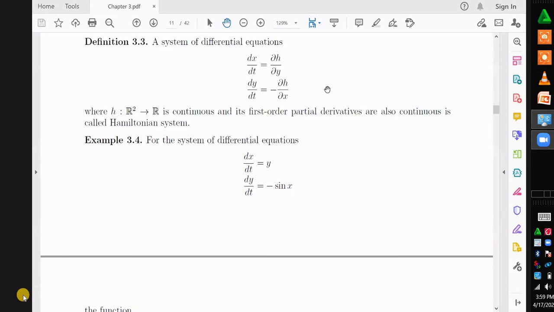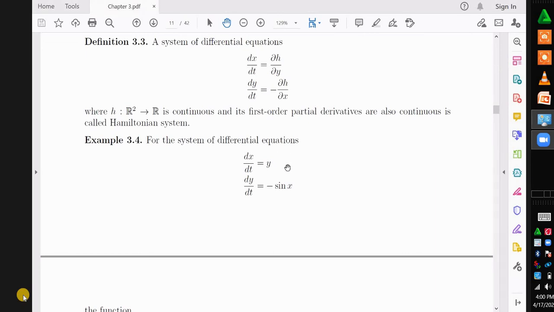Well, see, another definition: this is a system of differential equations. df by dt is partial h over partial y, and dy by dt is minus partial h over partial x. Where h is a function from R square to R, is continuous, and its first order partial derivatives are also continuous. ये जो h गिवन फंक्शन है, R स्क्वायर टू R, ये कंटिन्यूस है और इसके फर्स्ट ऑर्डर पार्शियल डेरिवेटिव भी कंटिन्यूस हैं। Then this system of differential equations is called Hamiltonian system.